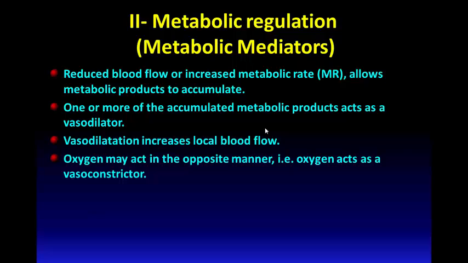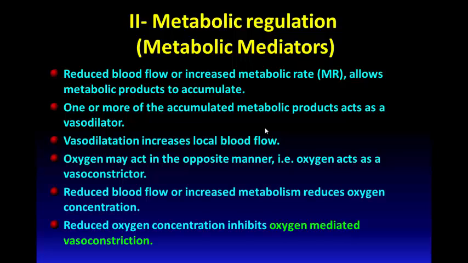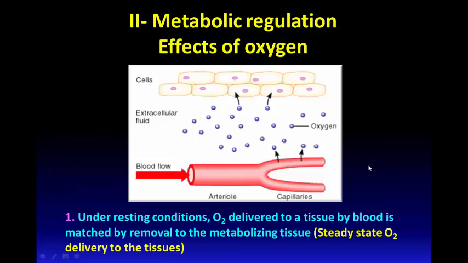Oxygen may act in the opposite manner. In other words, oxygen acts as a vasoconstrictor. It induces the smooth muscle cells in the walls of the arterioles to undergo contraction. Reduced blood flow or increased metabolism reduces oxygen concentration. Hence, reduced oxygen concentration inhibits the oxygen-mediated vasoconstriction.